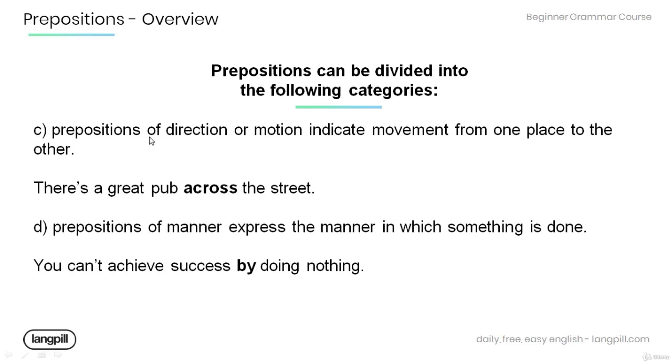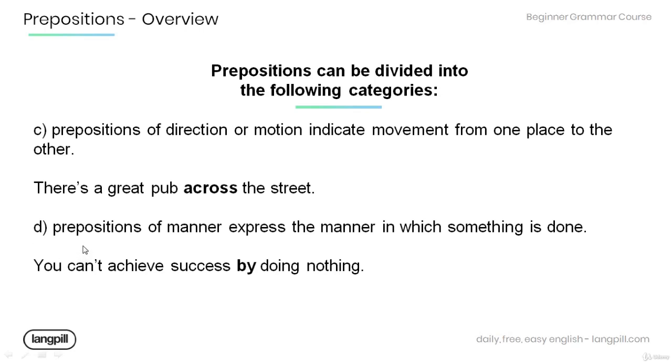C. Prepositions of direction or motion indicate movement from one place to the other. As in the example below, there's a great pub across the street. The preposition across tells us where the pub is and how to get there.